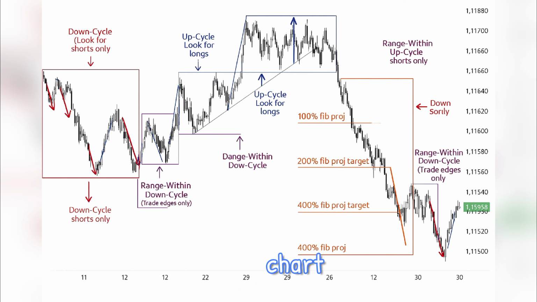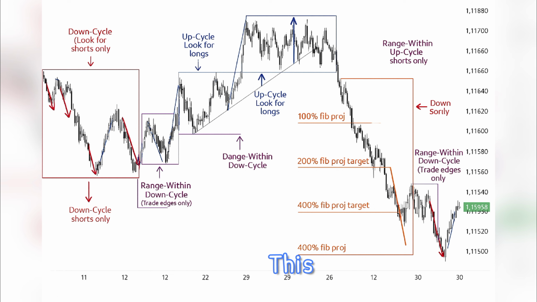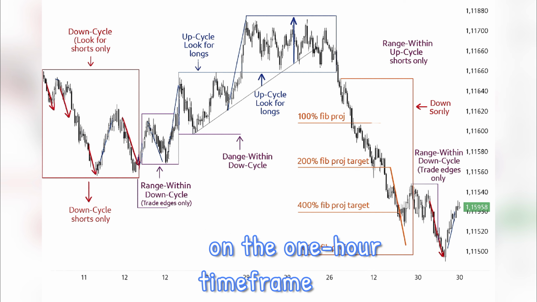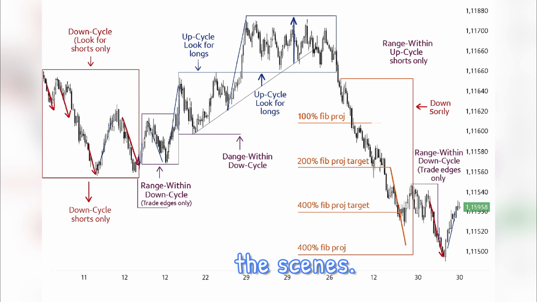Have you ever looked at a chart and felt completely lost? The price goes up, then crashes down, ranges sideways, and repeats. If this sounds familiar, then this video will give you the clarity you need. Because what you're looking at right now is a powerful visual representation of how the market truly moves. In cycles, with clear structure and logic. This chart of EUR/USD on the 1-hour time frame is one of the best educational tools to understand what's really happening behind the scenes.